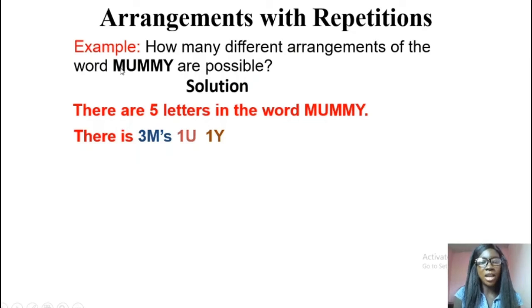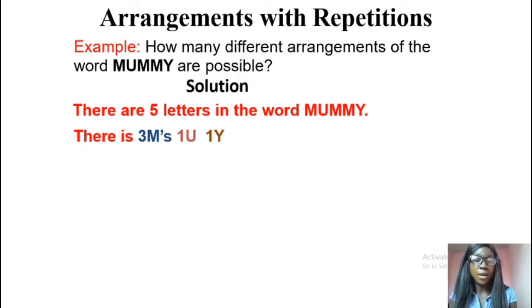So you can see here we have M, U, M, M, Y. So there are 5 letters in the word mommy, and we have 3 M's. Okay, we have 1 U, and we have 1 Y. So how can we do that? We're still going to make use of the formula for our permutation.